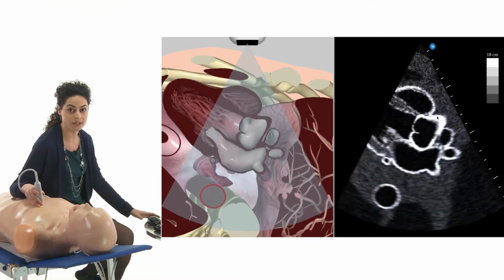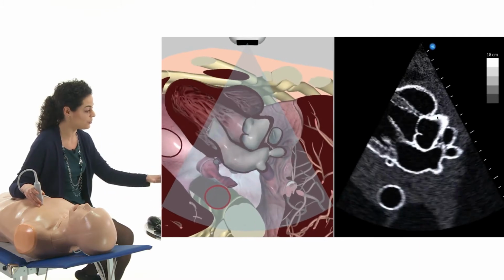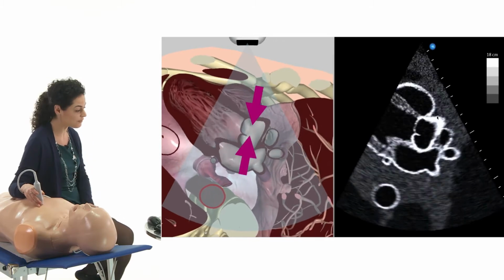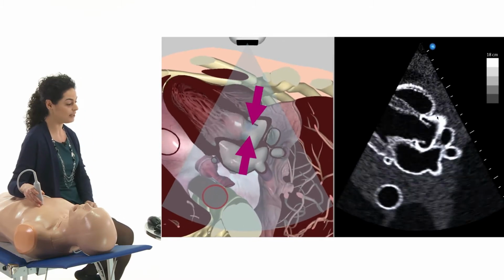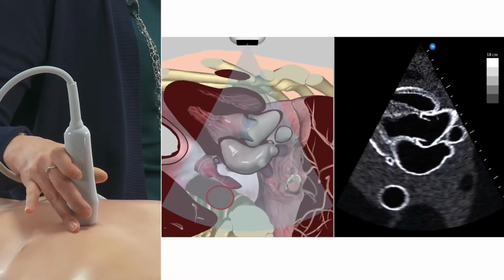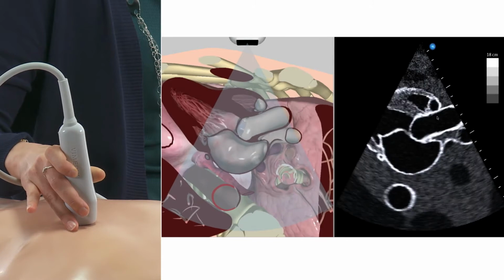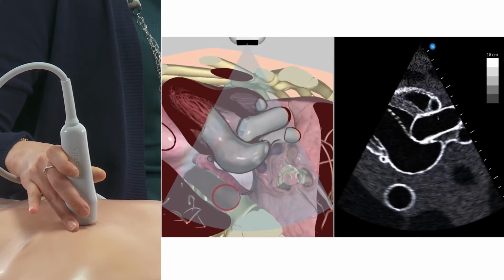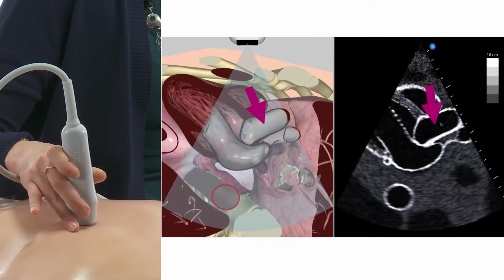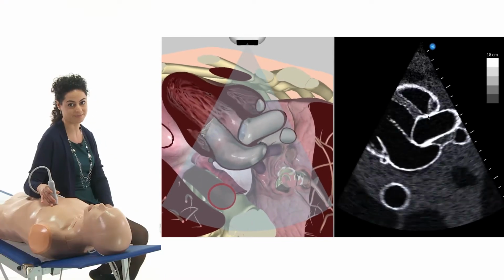In the anatomical part of our screen, you can understand why in this view we only see two cusps of it. And really nice, I'll tell you a trick. When you tilt the transducer like this, you can have a better view of the ascending aorta. So here and here. As simple as that. And now it's your turn.